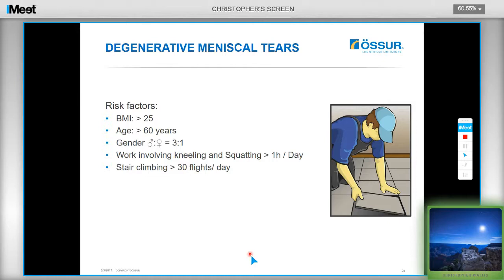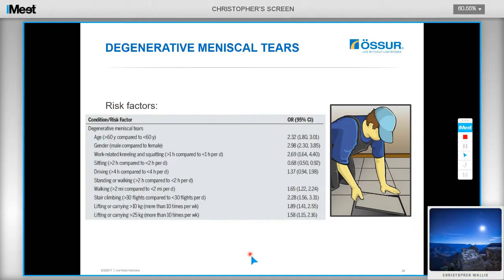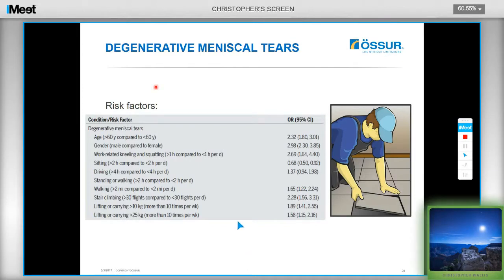So patients that are at greatest risk of degenerative meniscal tears are those with a body mass index of over 25, those that are over 60 years of age. Males have a 3-time greater prevalence than females. Those that are involved in work that involves kneeling and squatting for greater than an hour a day, or stair climbing greater than 30 flights a day. So that again is that weight bearing on a flexed knee. They're the ones at greatest risk of developing these degenerative meniscal tears.